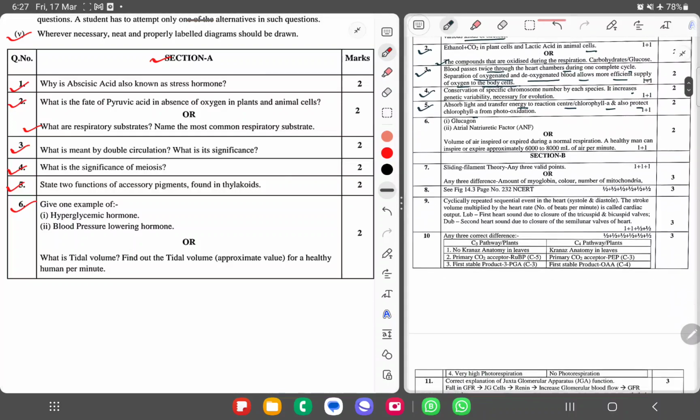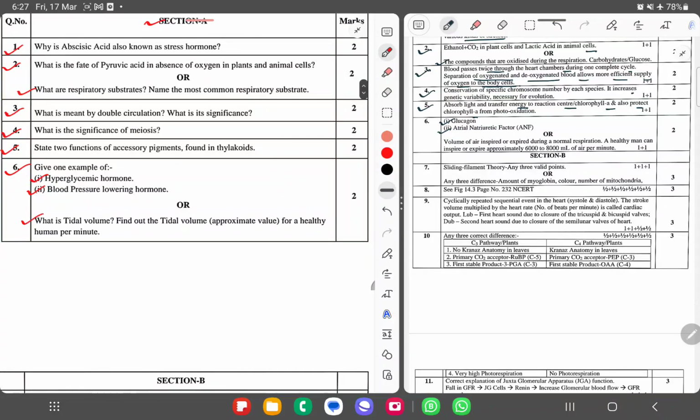Give one example of a hyperglycemic hormone: glucagon. Blood pressure lowering hormone: atrial natriuretic factor, ANF. And what is the tidal volume? Find out the approximate tidal volume for a healthy human per minute. The volume of air inspired or expired during normal respiration. The healthy man inspires or expires approximately 6,000 to 8,000 ml of air per minute.